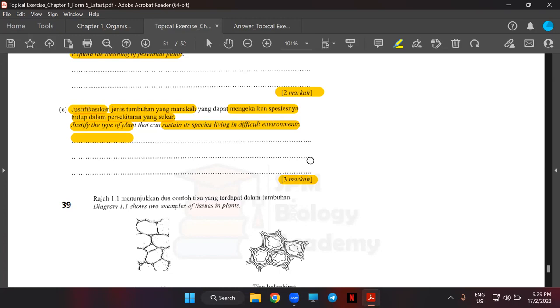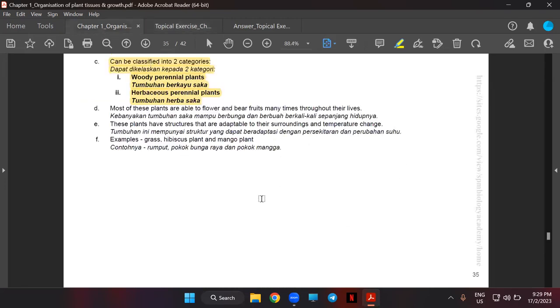So, untuk markah kedua dan markah ketiga, kita tulis yang tadi. These plants have structure that are adaptable to the surroundings and temperature change. Tumbuhan ini mempunyai struktur yang dapat beradaptasi dengan persekitaran dan perubahan suhu. Dapat markah yang kedua.